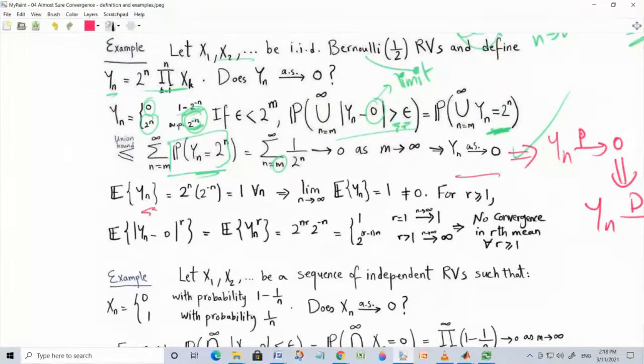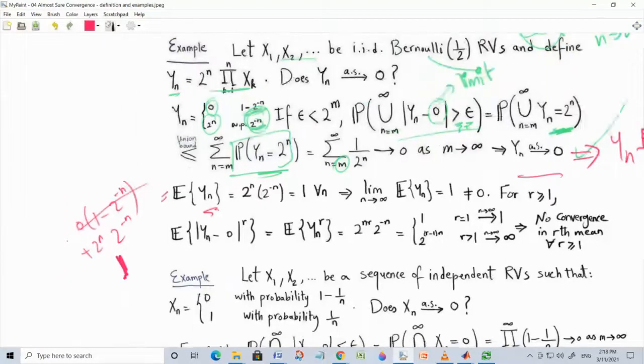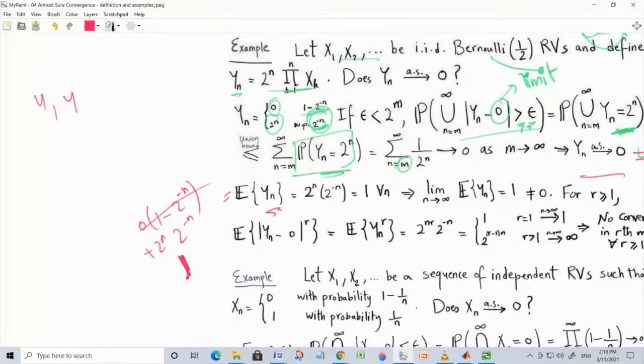So what is the expected value of Yn? The expected value of Yn is 0 multiplied by 1 minus 2 to the minus n, plus 2 to the n multiplied by 2 to the minus n. You take each value multiplied by its probability and you sum, and this is 0 and this is 1. So for the sequence Y1, Y2, Y3, Y4, and so on, what is the mean value of Yn?